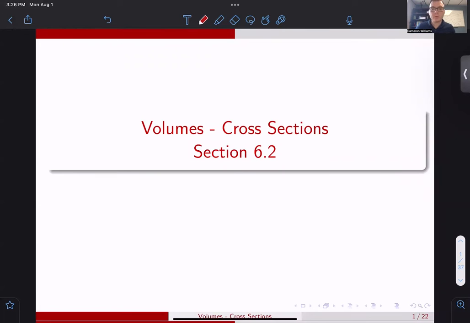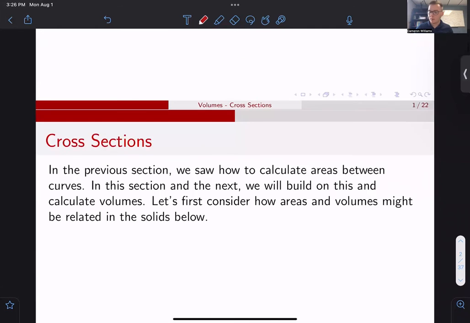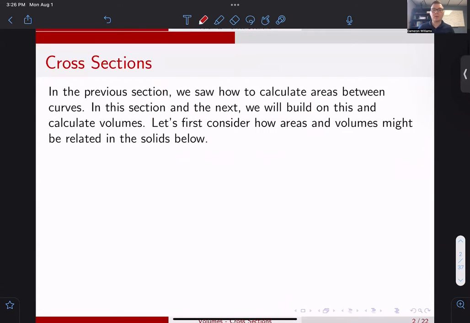So today we're going to do volumes by cross sections. This is section 6.2 in the text if you want to refer to it for extra examples or some extra practice. In the previous section, we saw how to calculate areas between curves. In this section and in the next, which is actually closely related, volumes by cylindrical shells, we're going to build on this to calculate volumes.